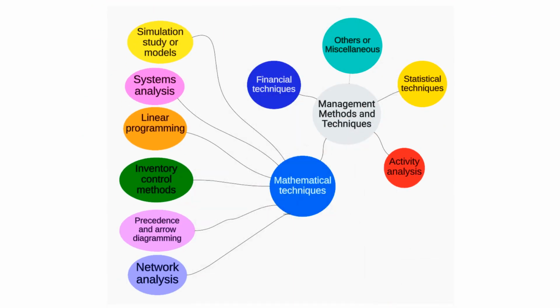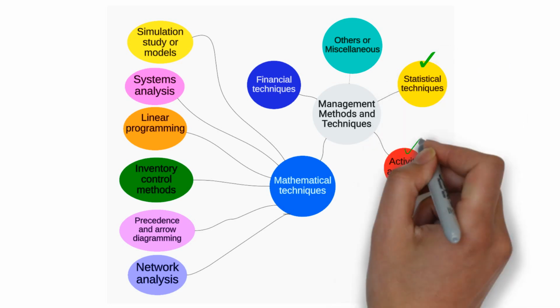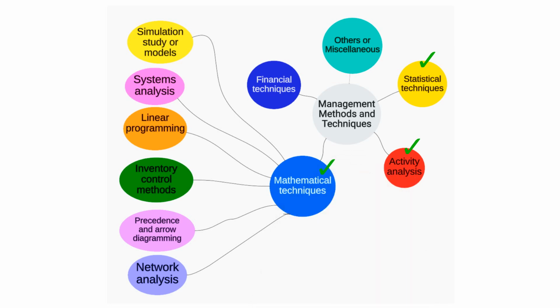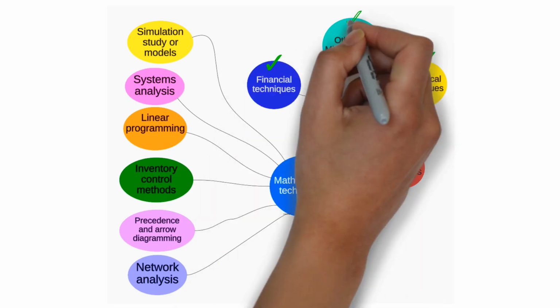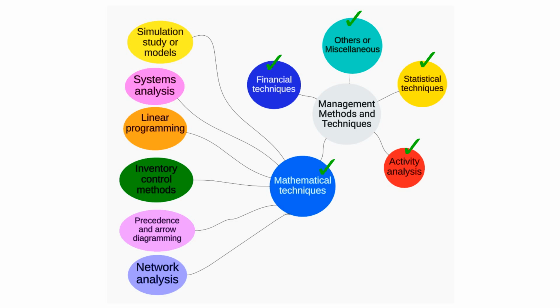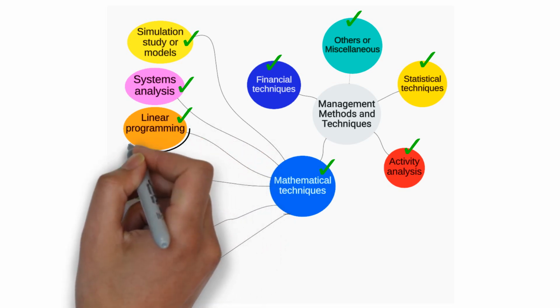We discussed that management methods and techniques are broadly classified into 5 categories: statistical techniques, activity analysis, mathematical techniques, financial techniques, and others or miscellaneous techniques. Mathematical techniques include techniques like simulation study or models, systems analysis, linear programming, inventory control methods, precedence and arrow diagramming, and network analysis. In this session, we will discuss linear programming.